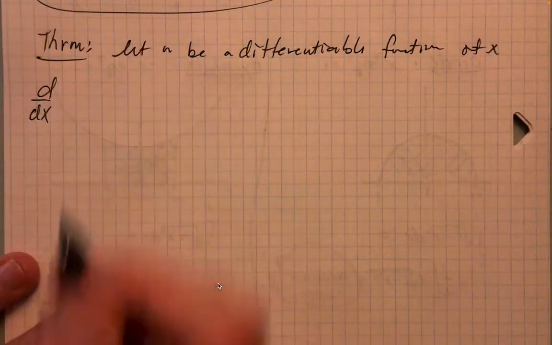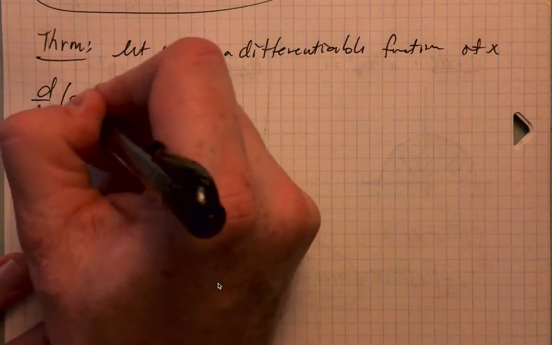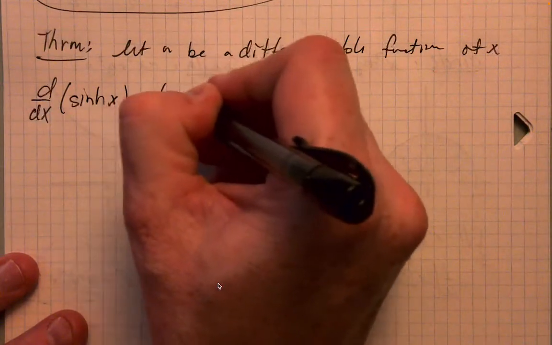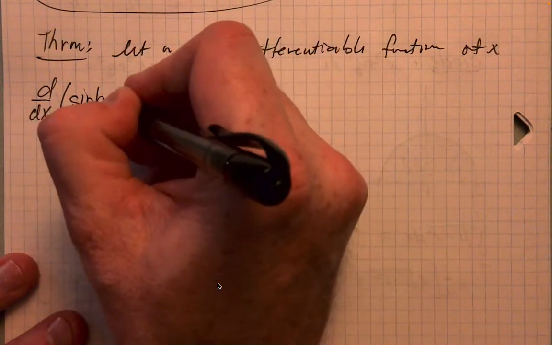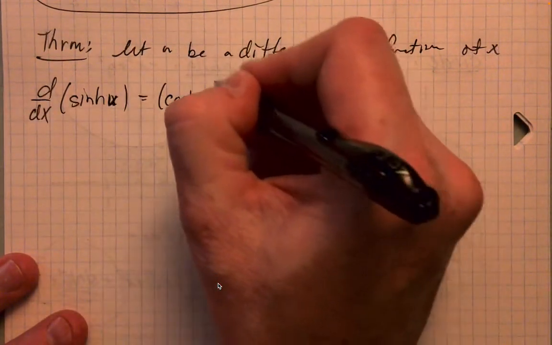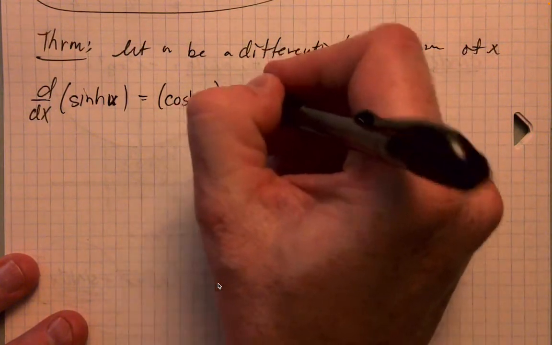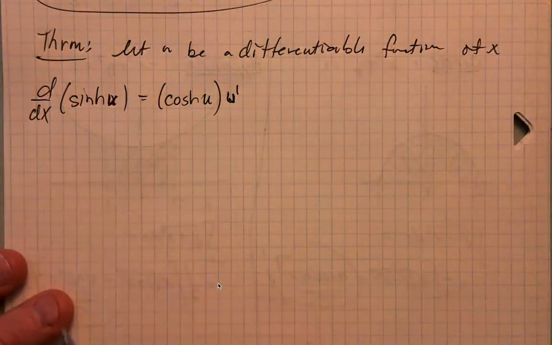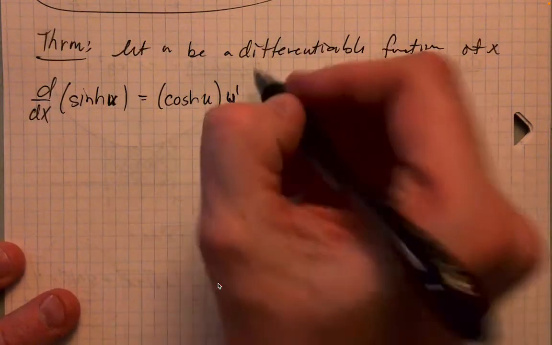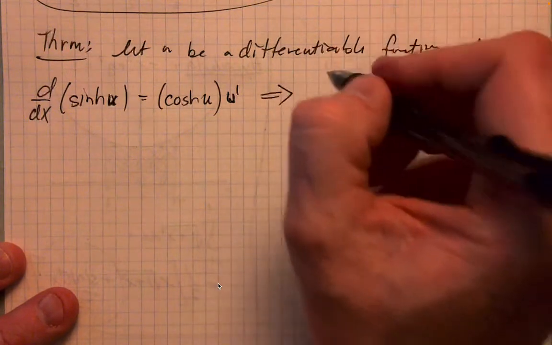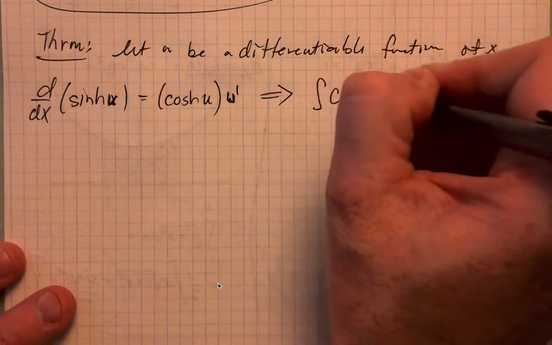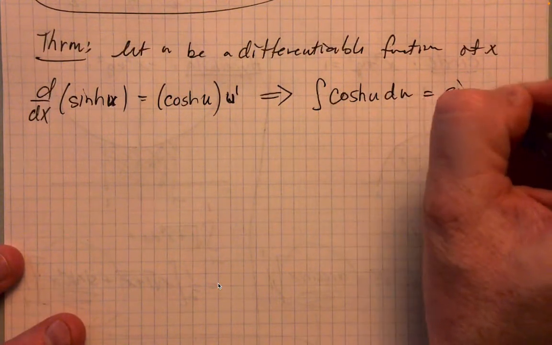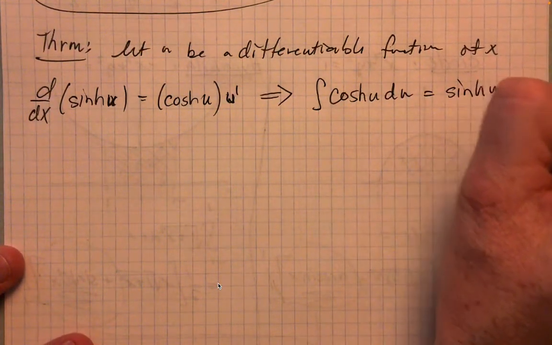Okay, then what do we got? Well, the derivative of hyperbolic sine of u is equal to the hyperbolic cosine of u times u prime. Okay, very much the same as with regular trig. And so then, of course, that's going to imply that the integral of cosh u du is sinh u plus c.